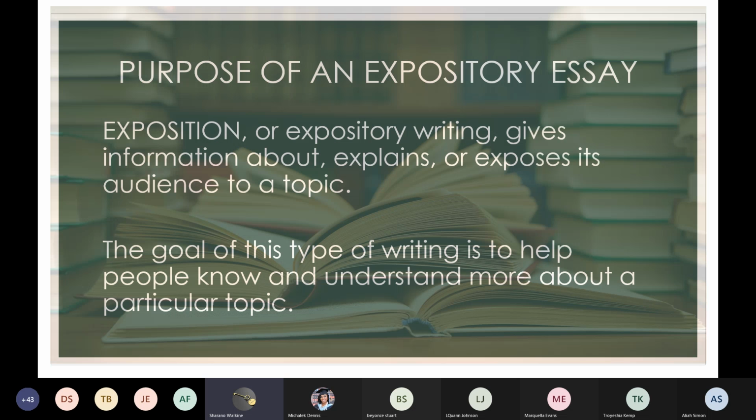So we're going to talk about the purpose again for a second, a little more in depth. Exposition, or expository writing, gives information about, explains, or exposes its audience to a topic. The goal of this type of writing is to help people know and understand more about a particular topic. So the goal of an expository essay is to explain, to inform. Now, when you're writing an expository essay, should you be giving your opinions and how you feel? Should you be trying to sway people or convince people?